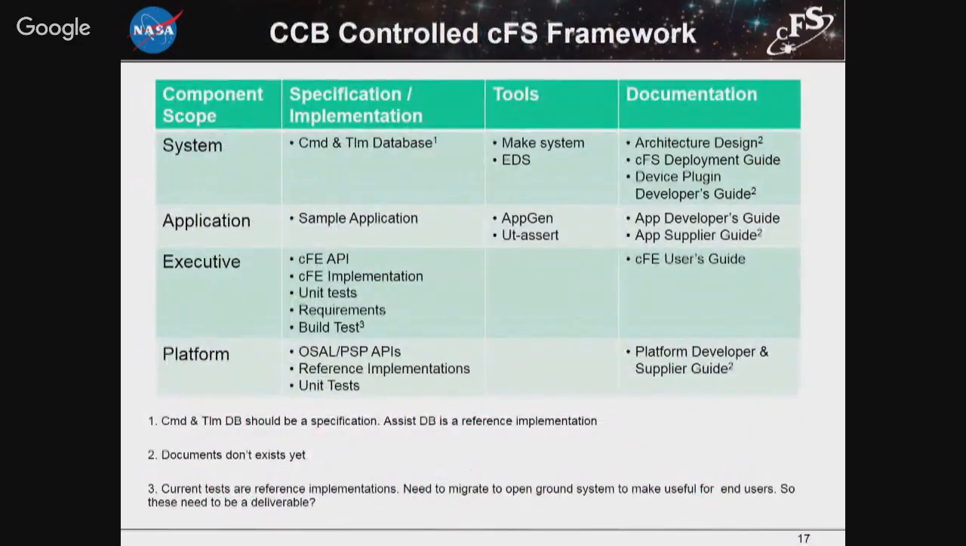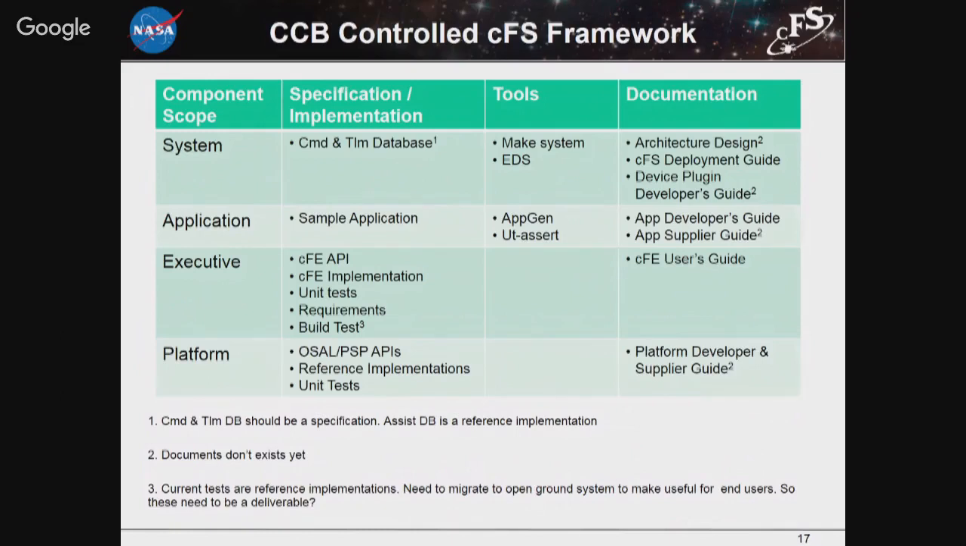And let's see, I think, yeah, so this kind of breaks down what the CCB could control. I think that's the right word. So system-wide, there's a command and telemetry database. Right now, what's out there is an ASIST database. And actually, there's an ITOS one as well.